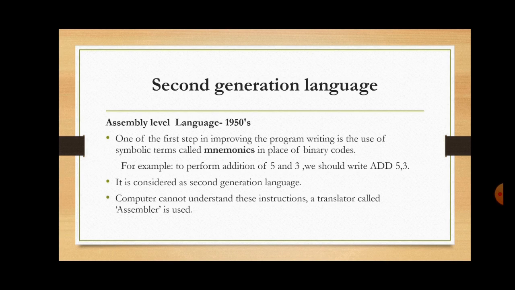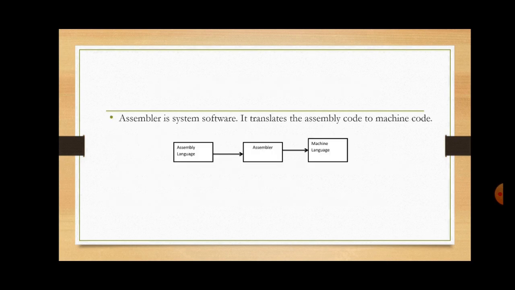In 1950, assembly level language was considered the second generation language. Since the computer can only understand instructions written in machine level language or binary language, a program written in assembly level language has to be converted into machine level language. And this is done by a translator called an assembler. An assembler is a system software which translates the assembly level language program into a machine level language program.